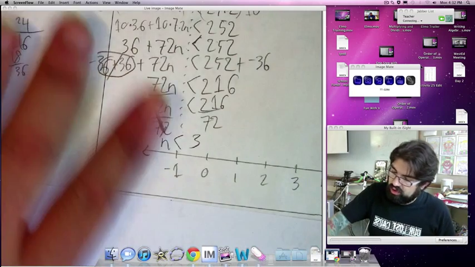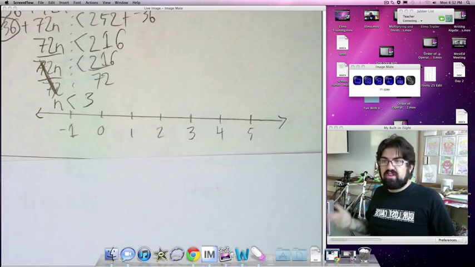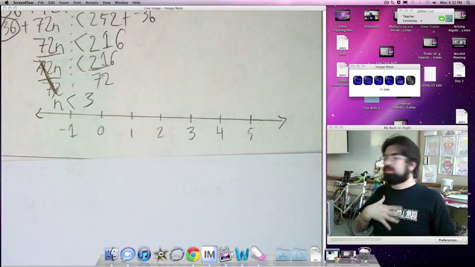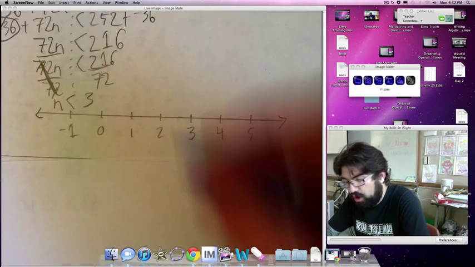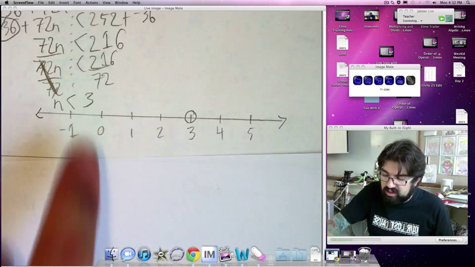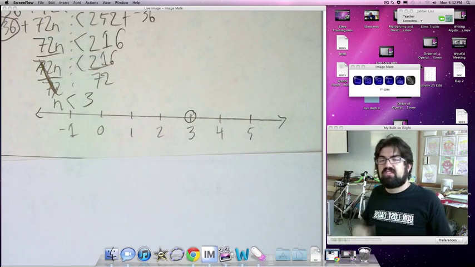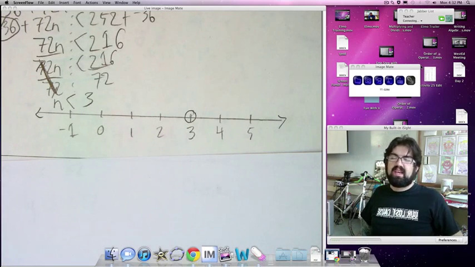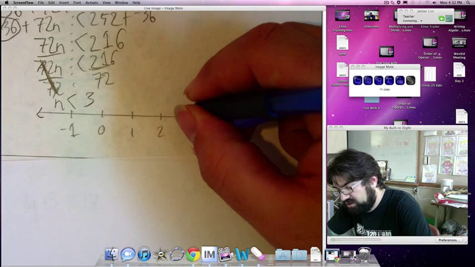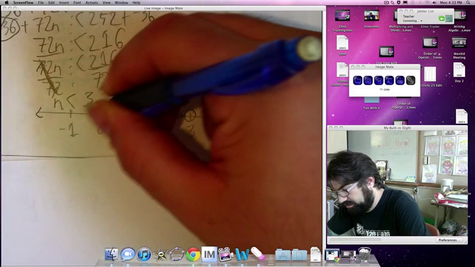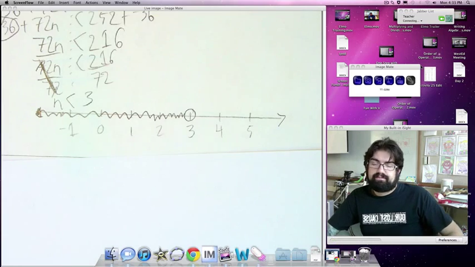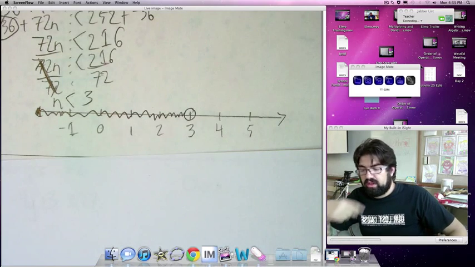Okay. So looking at this, my focus number is 3, n is less than 3. Is it equal to? Nope. So it's an open circle. It is not a full circle. If there's no equal sign, it's not a full circle, because 3 is not part of the answers. N is less than, so we're going towards the negatives because 3 is positive. Okay. There you go. Let's check our answers.